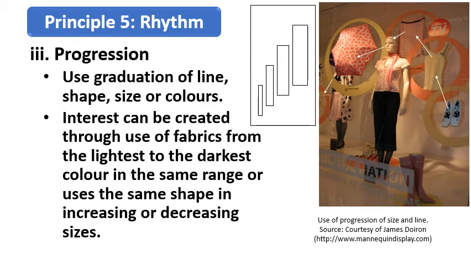The third one under rhythm is progression. Rhythm can be achieved by using a gradation of line, shape, size or colors. For example, visual merchandisers create interest through the use of fabrics from the lightest to the darkest color in the same range, or use the same shape in increasing or decreasing sizes, as shown in figure 5.16.